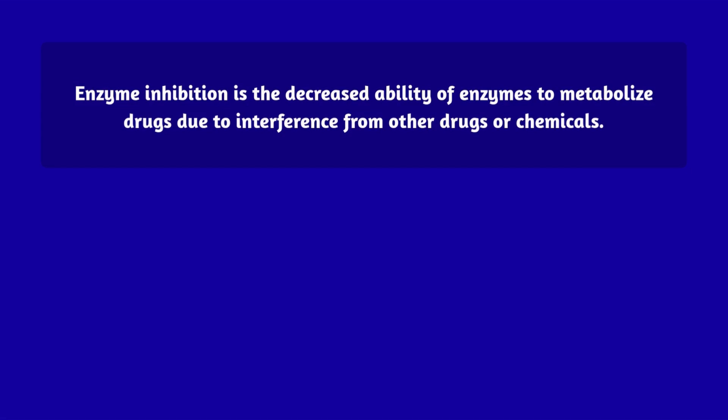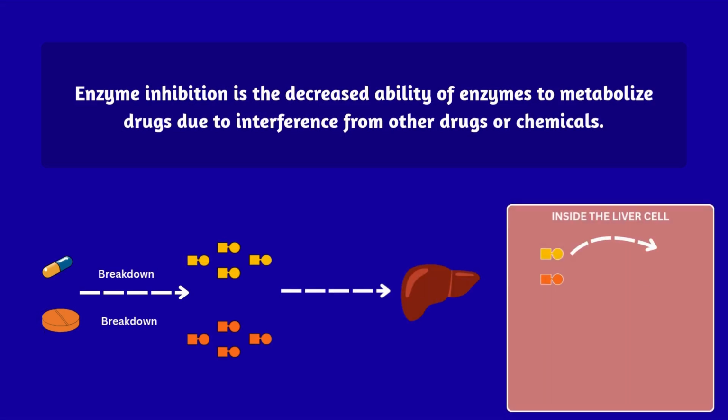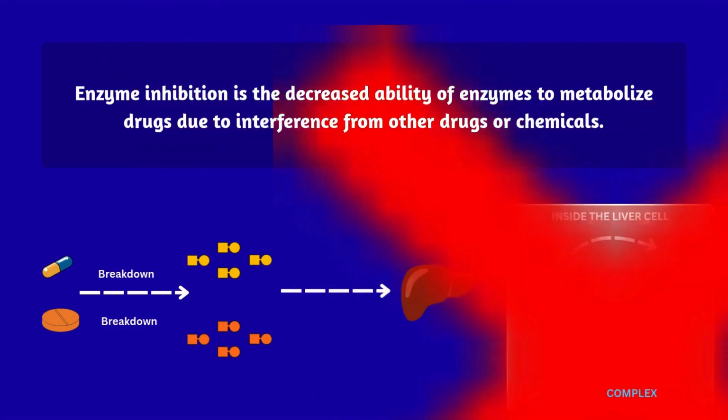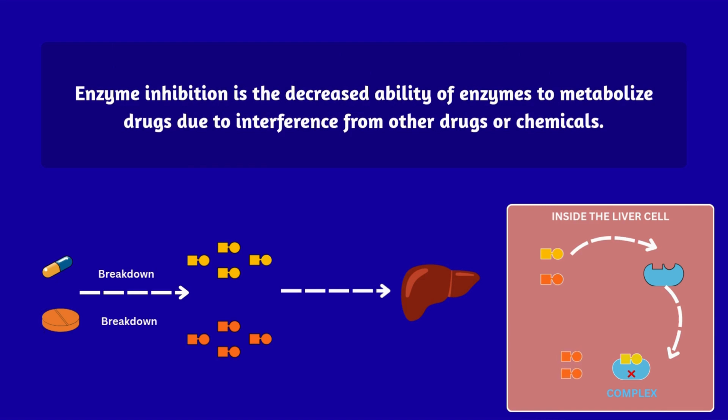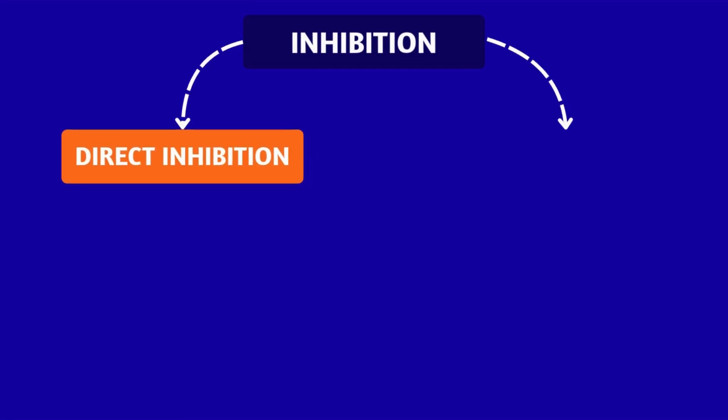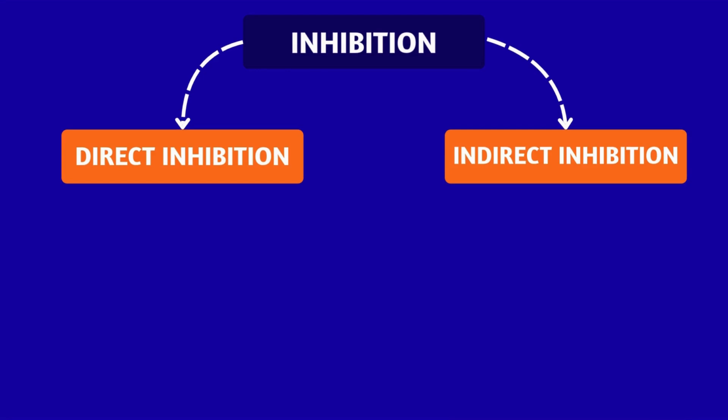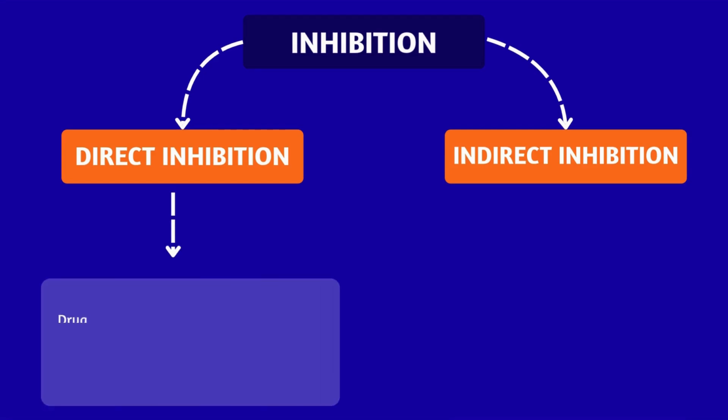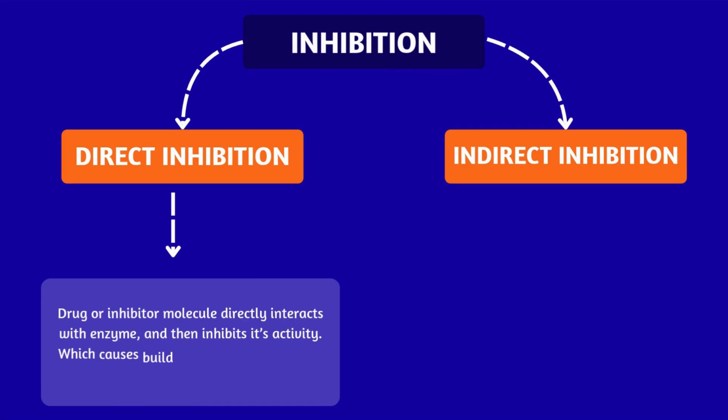When two drugs are taken together, one may bind to the enzyme's active site, blocking the other drug from being metabolized. If the second drug has a narrow therapeutic index, this buildup can cause severe toxicity. There are two types of enzyme inhibition: direct inhibition and indirect inhibition. In direct inhibition, the inhibitor directly interacts with the enzyme and blocks its activity.